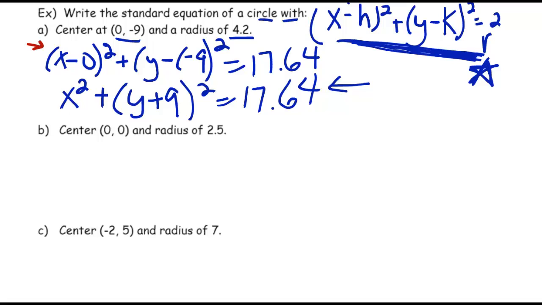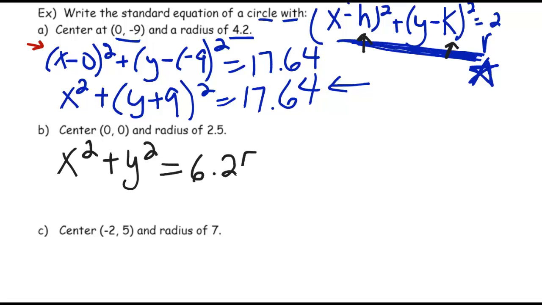Let's look at a center of 0, 0 and a radius of 2.5. Now, if you remember the original equation, when I'm at 0, 0, if you put in 0 for h and 0 for k, you just get the x squared. So this one's not too bad. x squared plus y squared, if I'm at 0, 0, equals radius squared. And when I square 2.5, I'm going to get 6.25. And that's the equation. All right, one more.